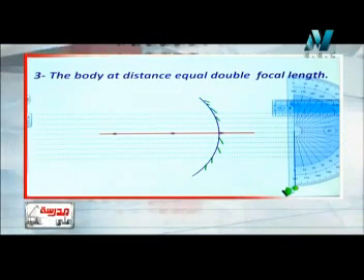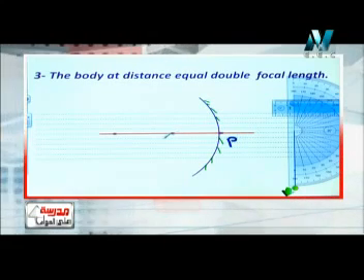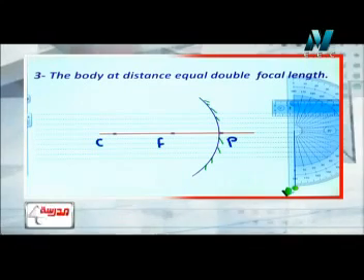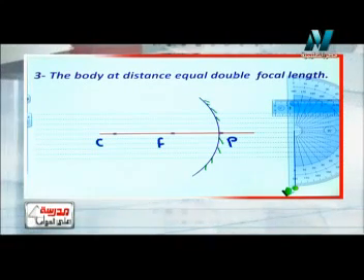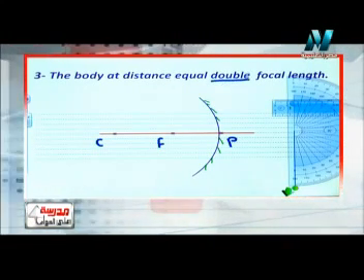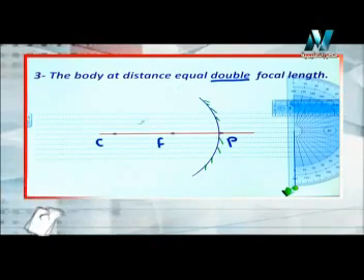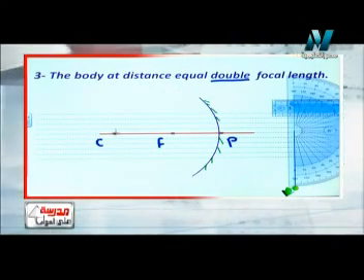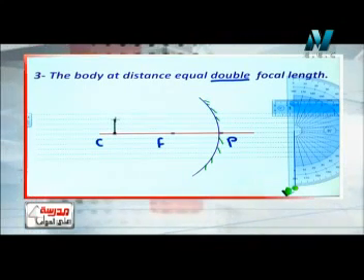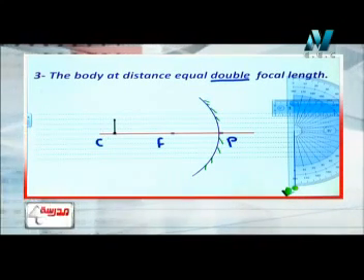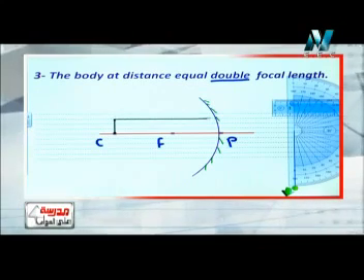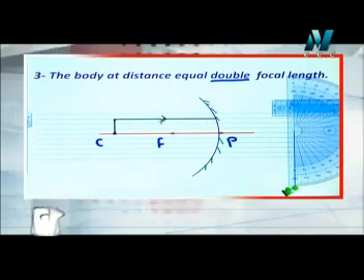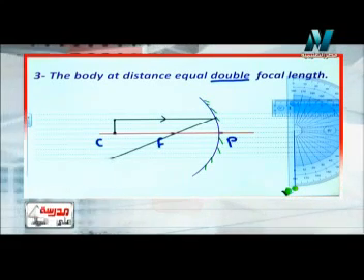We have P, we have F, and we have C. In this case, the object at distance equal double focal length, at here, at center of curvature, because center of curvature here equals double focal length. We can take the first light ray parallel to the principal axis, as you see here, and this light ray will reflect through focus, like that.